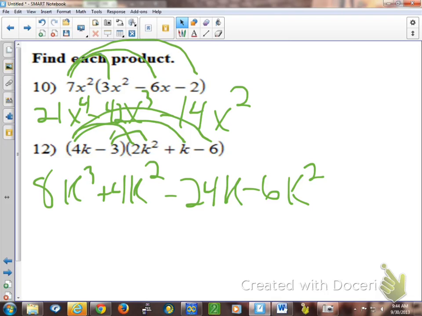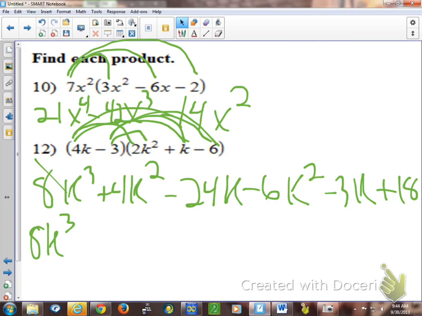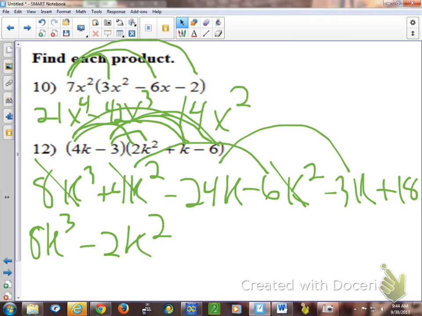All right. Negative 3 times k. Negative 3k. And negative 3 times negative 6. 18. Now we have to combine like terms. 8k cubed. These don't just go together. 4k squared and negative 6k squared combine to give you negative 2k squared. That's just 4 minus 6. Negative 24 minus 3 is negative 27k. And then plus 18.